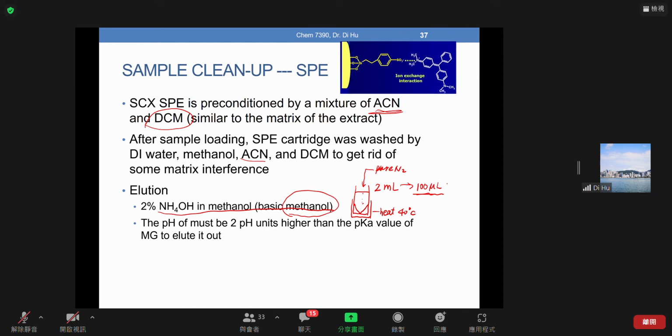So this is for the strong cation exchanger. Remember, we adjust the pH because you want it charged for loading, and you want it neutral for elution. Understand?